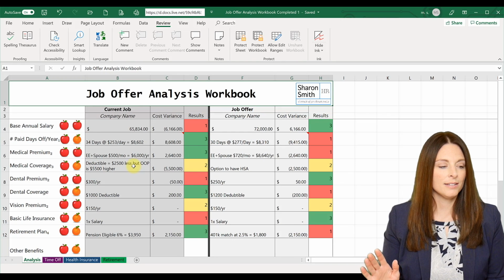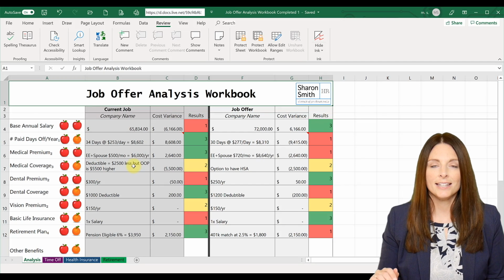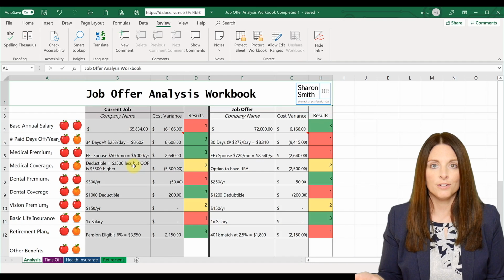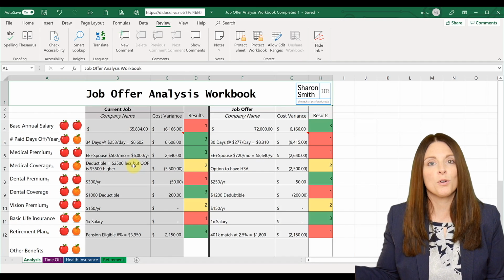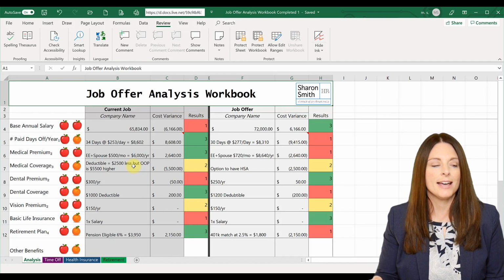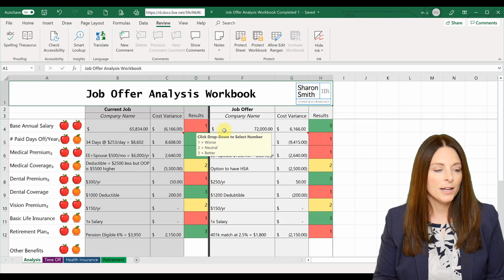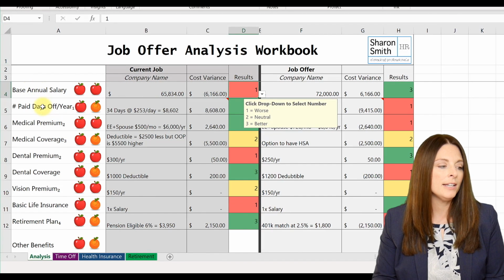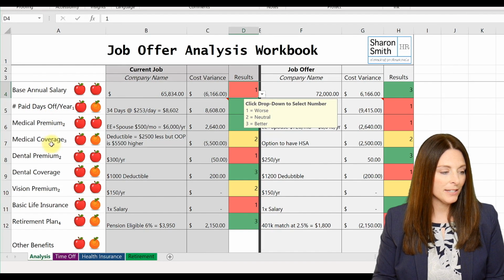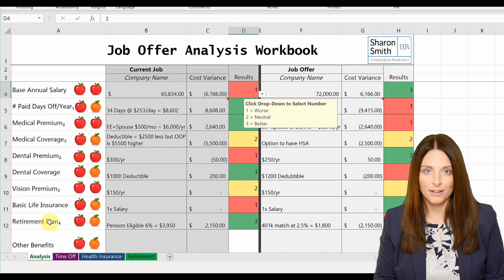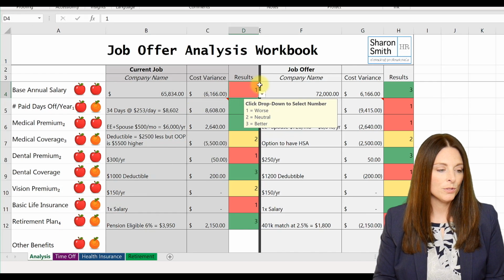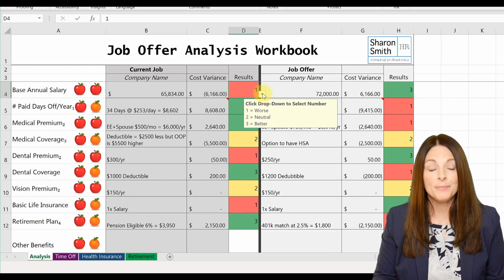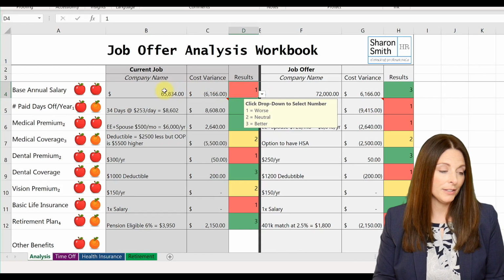There's not an exact science to this, and it's subjective so that you can score it for things that you may weigh higher than others. For example, time off benefits may not be as important to you as retirement benefits. So it's designed to allow you to score things in terms of base salary, time off, medical benefits, other benefits, and retirement benefits. You're able to score things either worse, neutral, or better based on putting a score of 1, 2, or 3 in the corresponding field.